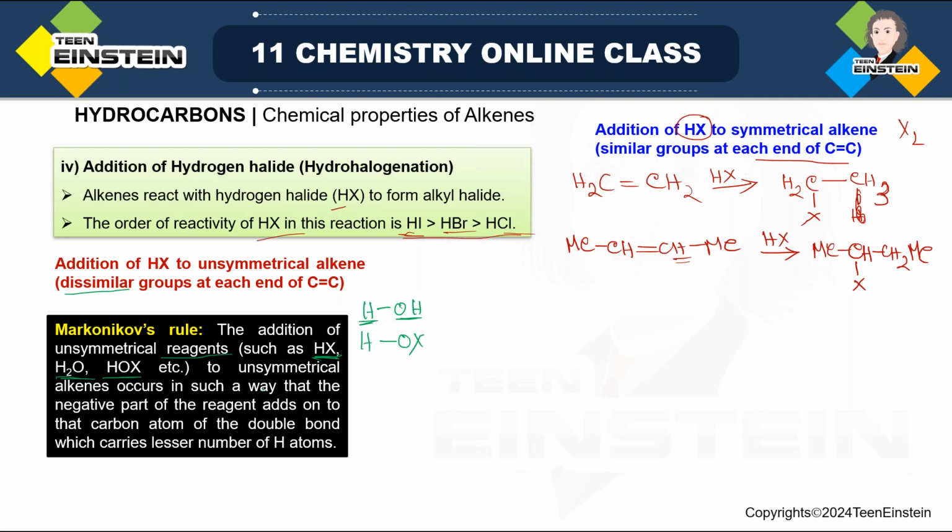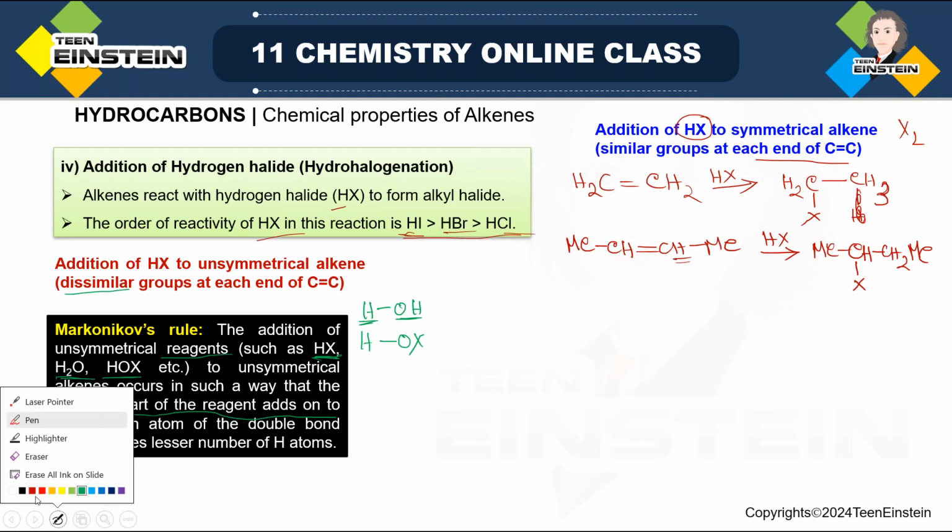So when we have this type of unsymmetrical reagent, not a symmetrical reagent like X2, then the addition will occur in such a way that the negative part of the reagent adds on to that carbon atom of the double bond which carries a lesser number of hydrogen atoms.